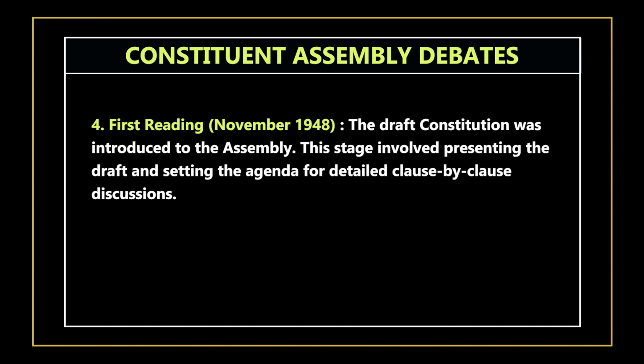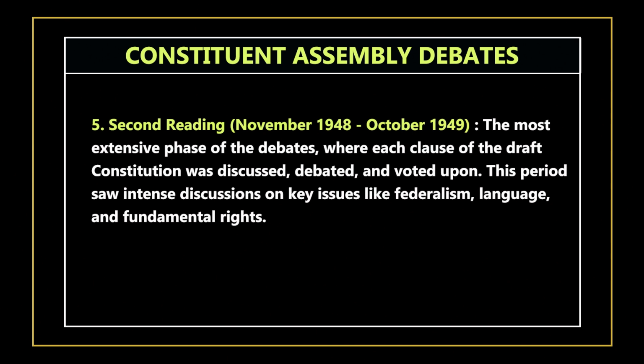This committee played a pivotal role in articulating the legal framework of the constitution. First step is the first reading, which was held in November 1948. The draft constitution was introduced to the assembly. This stage involved presenting the draft and setting the agenda for detailed clause by clause discussions. Next is the second reading, which was held from November 1948 to October 1949. The most extensive phase of the debates, where each clause of the draft constitution was discussed, debated and voted upon. This period saw intense discussion on key issues like federalism, language and fundamental rights.